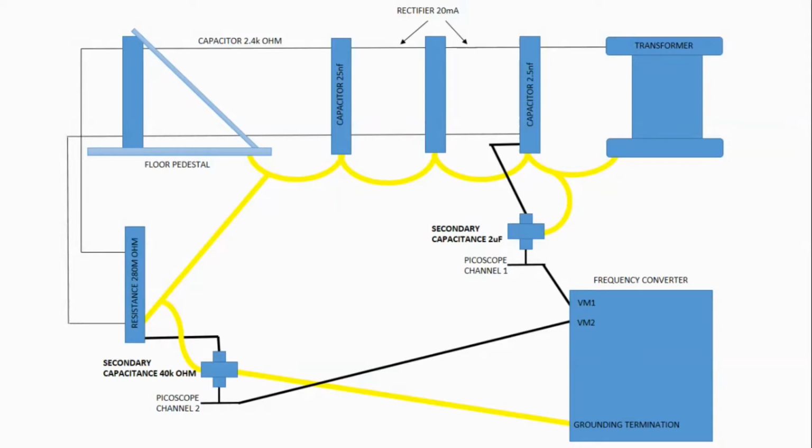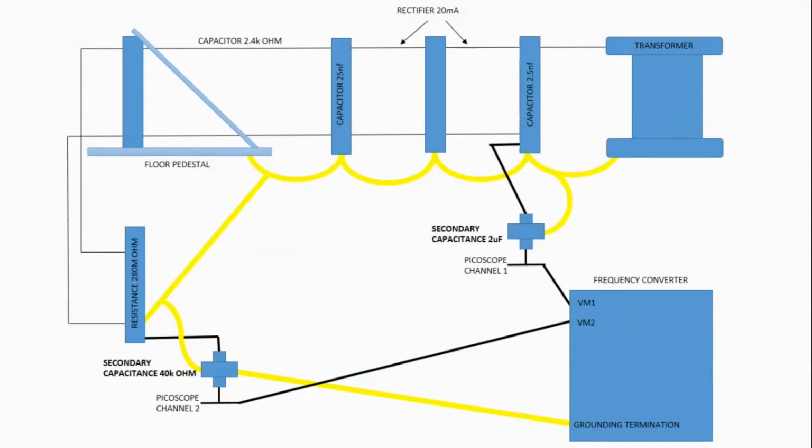Then the 2.5 nanofarad capacitor has been connected to the secondary capacitor of 2.2 microfarad. Then the output of the secondary capacitor of 2 microfarad has been separated, one to picoscope channel 1 and the other to the VM1.